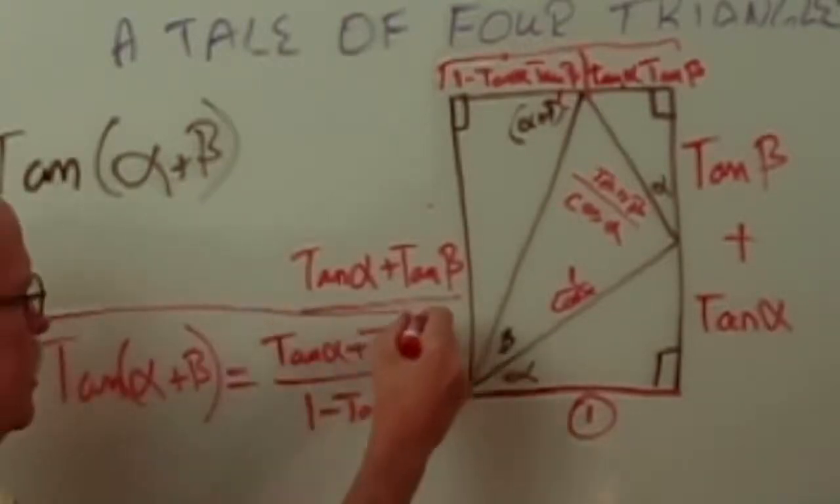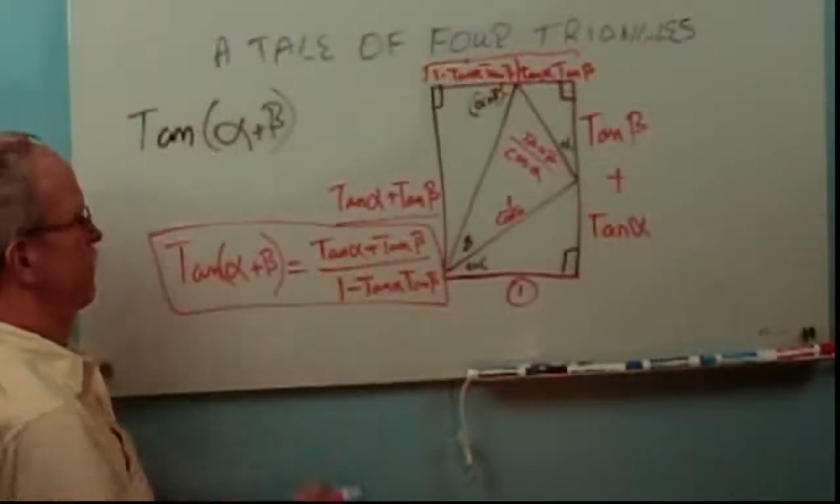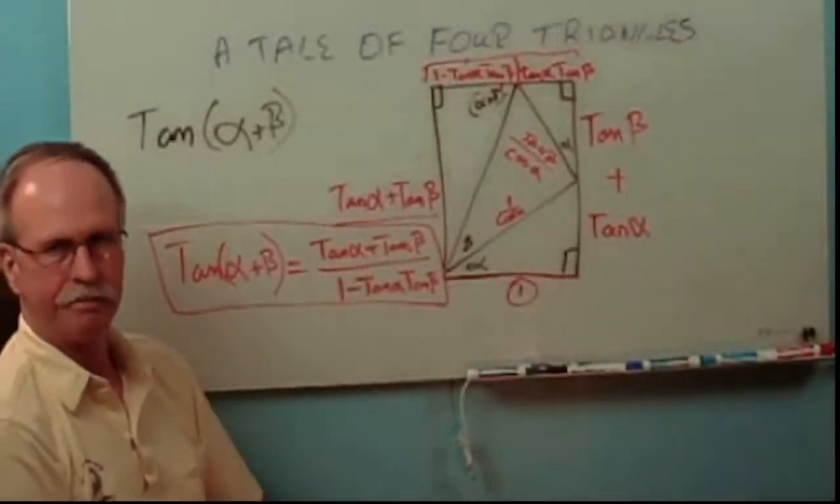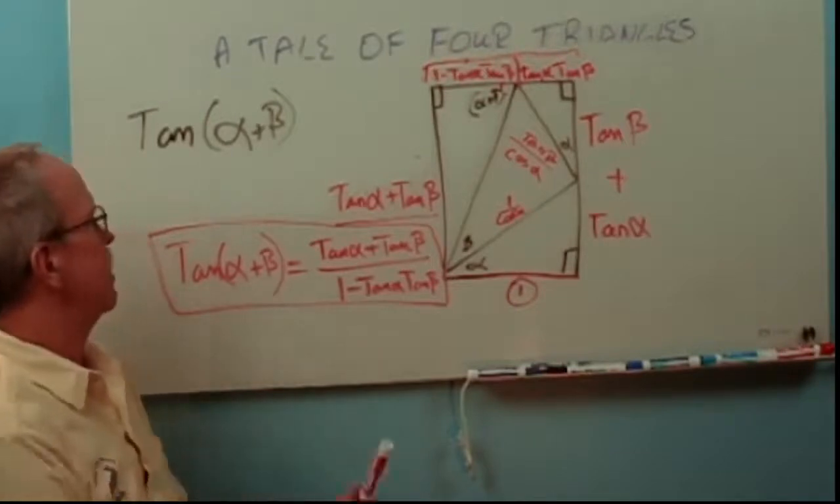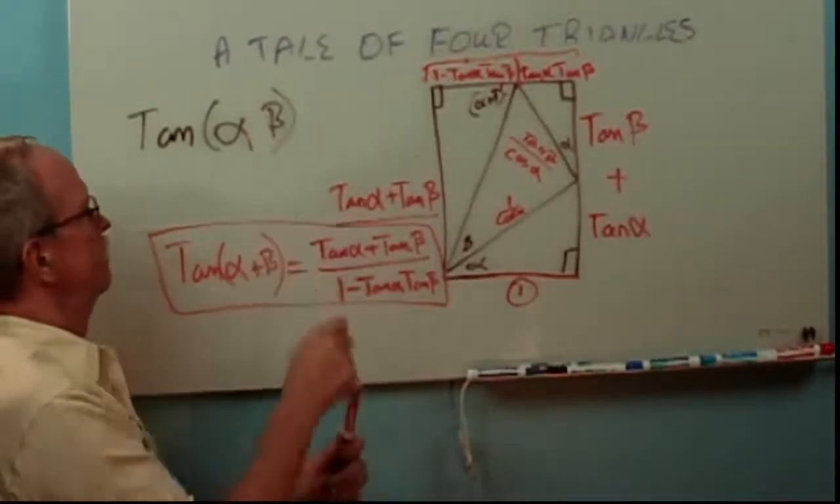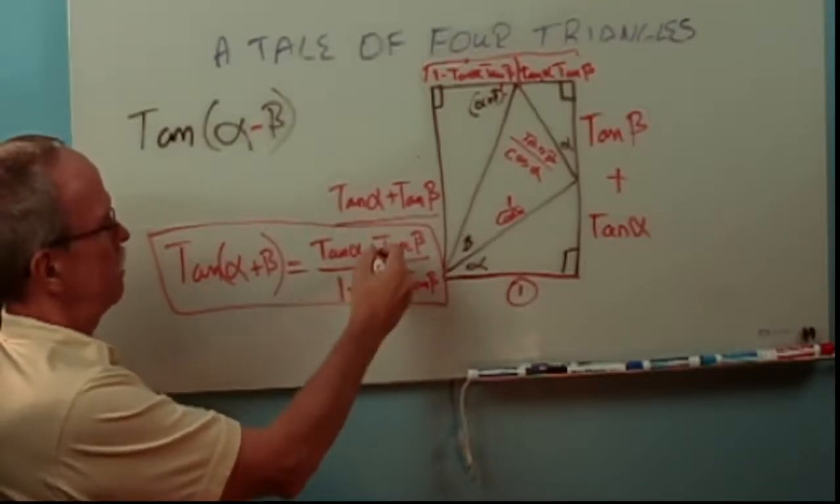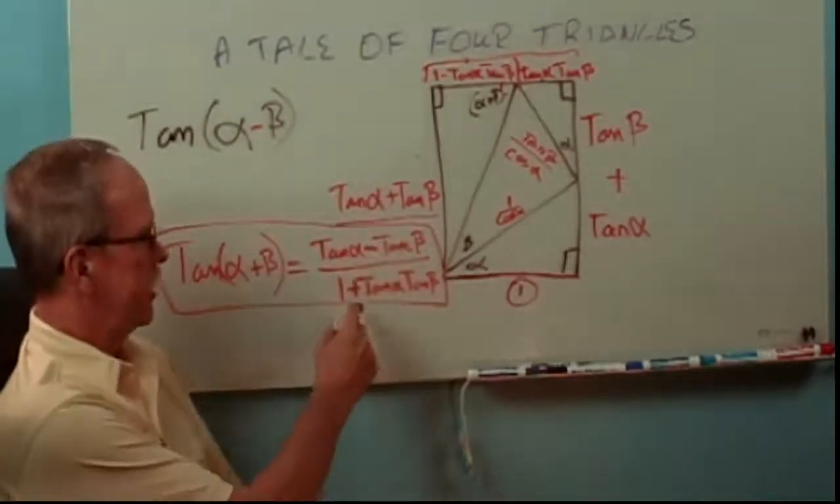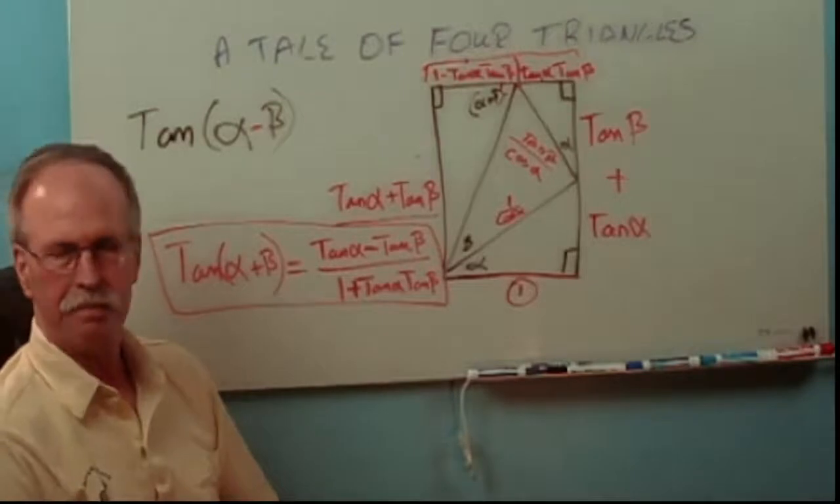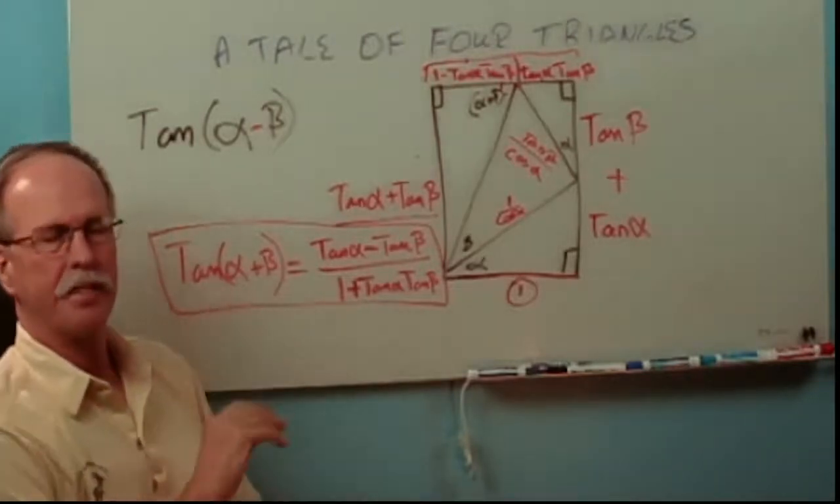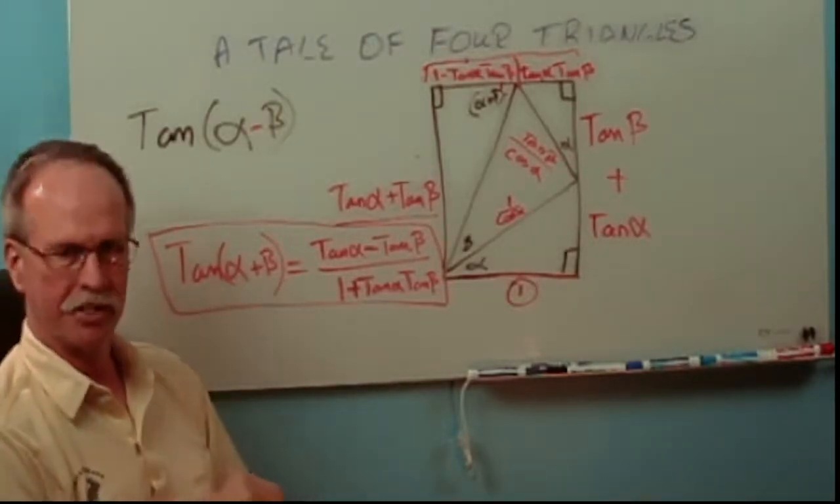And there, my friends, is our answer. Now, once again, if we change that sign to a negative, we change that sign to a negative, and we change that sign to a plus, that is how you solve the tangent of the sum of two angles.